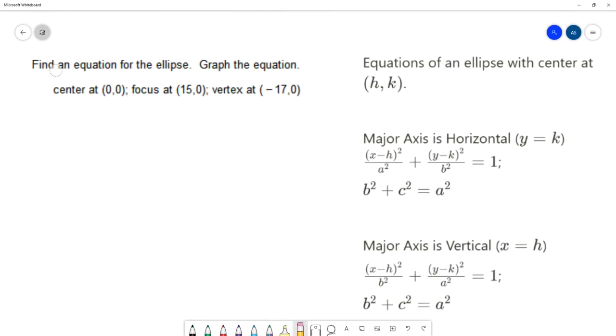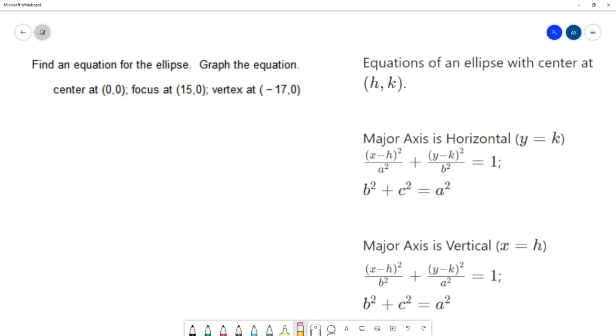For this example, we want to find the equation of the ellipse, and we want to graph that equation using some facts about the ellipse. We have a center at (0, 0), a focus at (15, 0), and a vertex at (-17, 0). So what I like to do first is to try to figure out whether my ellipse has a horizontal major axis or a vertical major axis. This is the orientation of the ellipse.